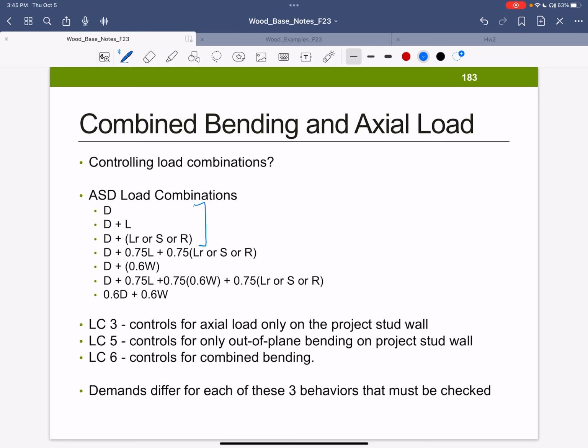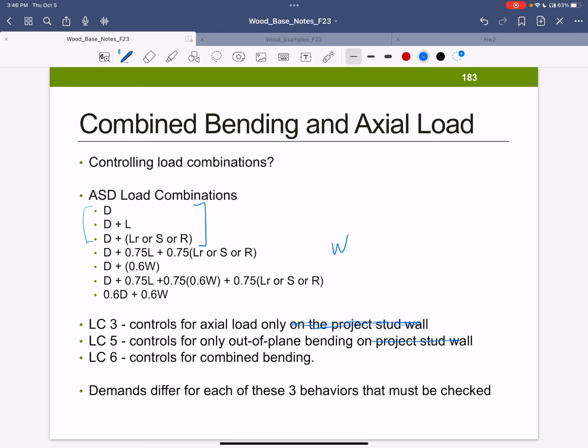We start looking at lateral loads. That's going to be wind, earthquake, but we're not going to do earthquake because that's a special case. So 3, 5, and 6, 3 controls for axial only. On the project, well, project we don't have. We're not having you do this project. Axial load only. Okay. But you can kind of see that one of these 3 would be axial load only.